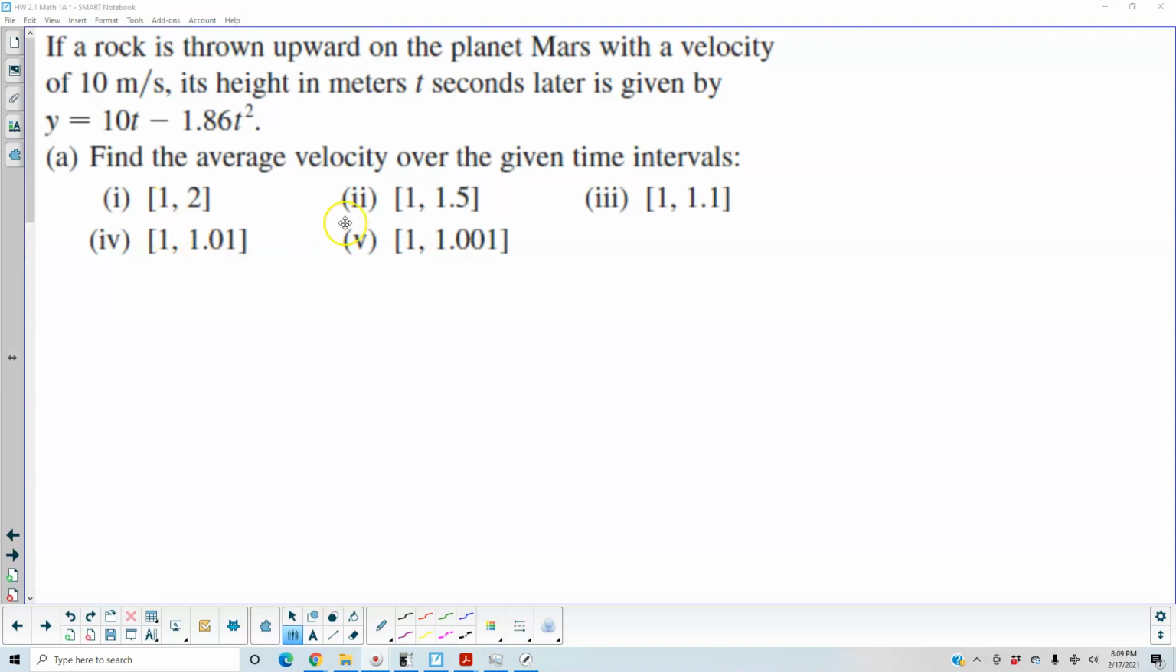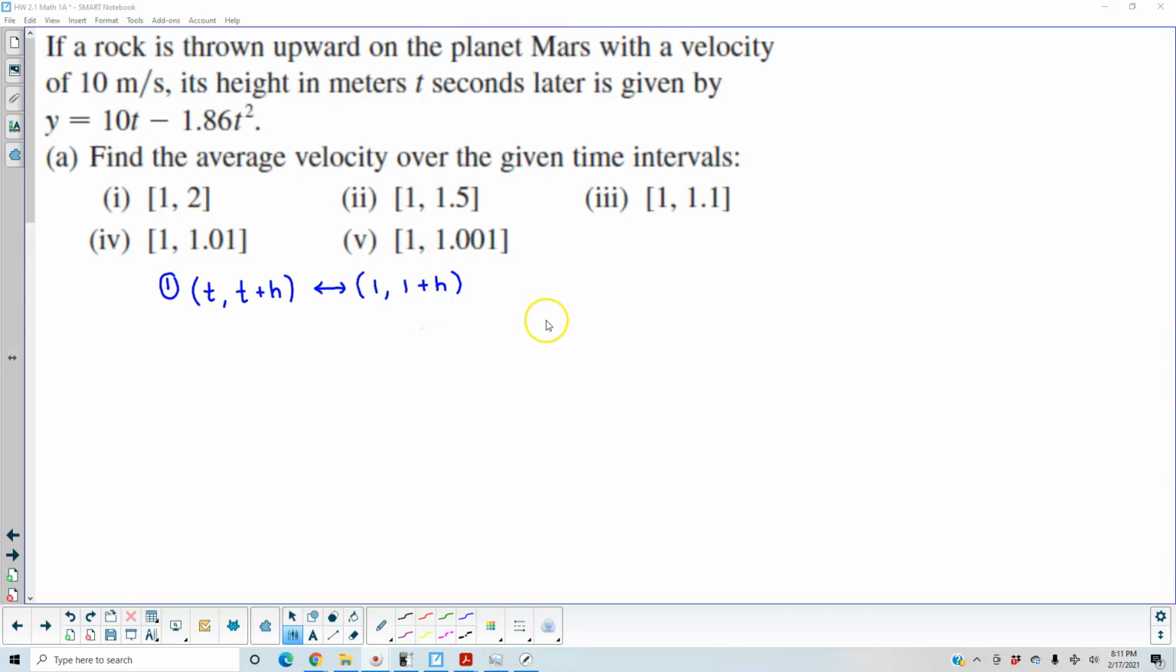So you can see here that every time interval is starting at 1. And then this is 1 plus 1, which is 2. This is 1 plus 0.5, which is 1.5. This is 1.1, 1.01, and 1.001. So, in our first step here, we know that we have a value of t, and then the y value is t plus h. So, therefore, we have the following ordered pair. We know that t is equal to 1, and then we have 1 plus h.